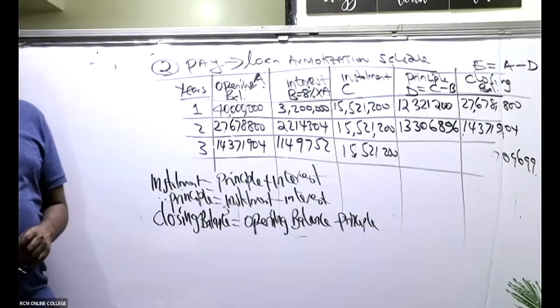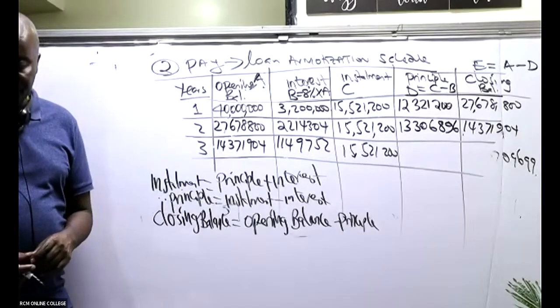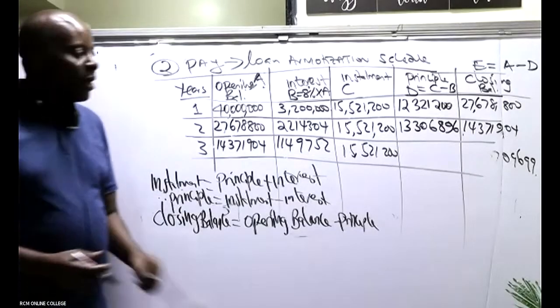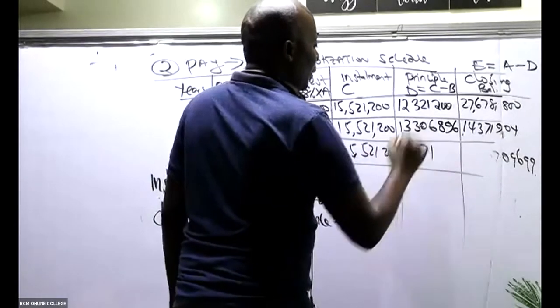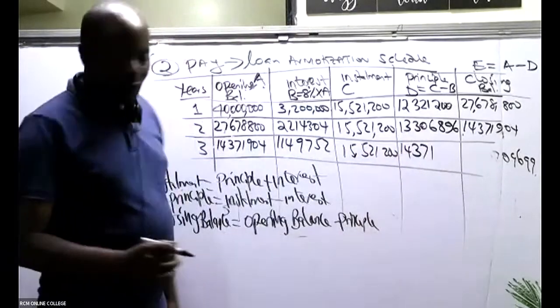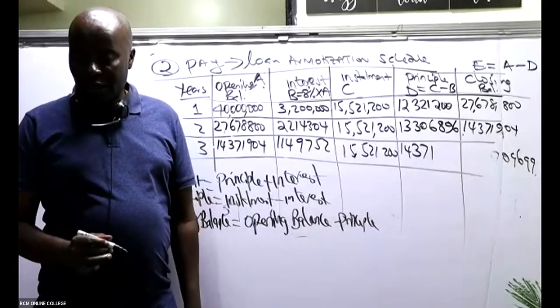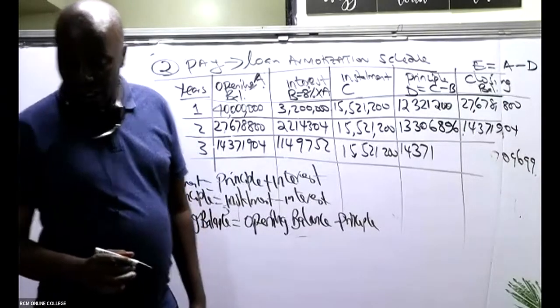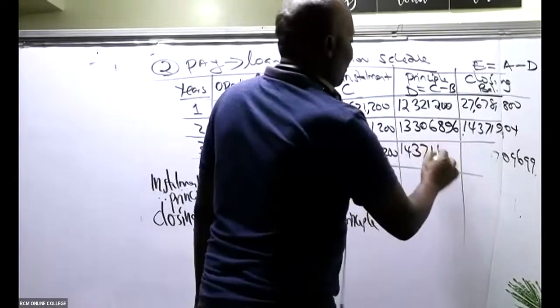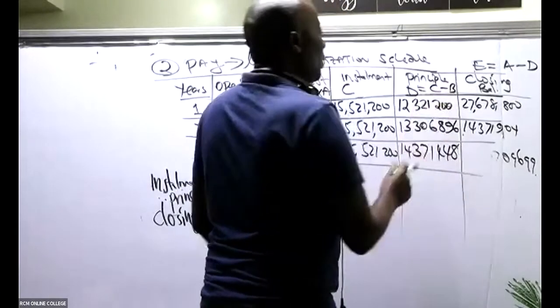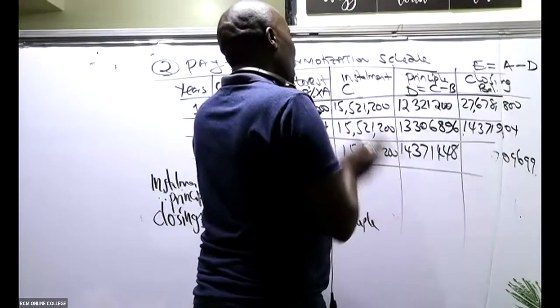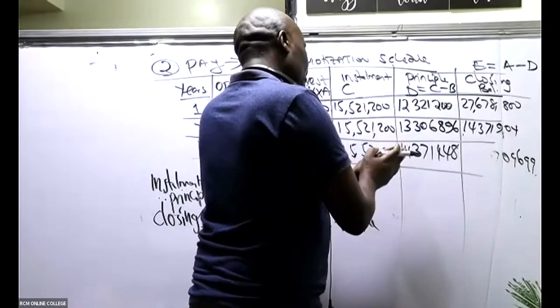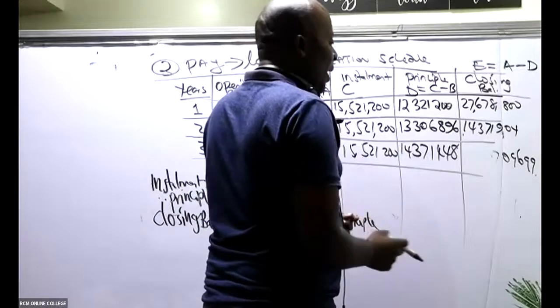Yeah, so you're getting here 14,371,448. And once I get this figure, straight away I know how to get the closing balance: opening balance minus the principal.